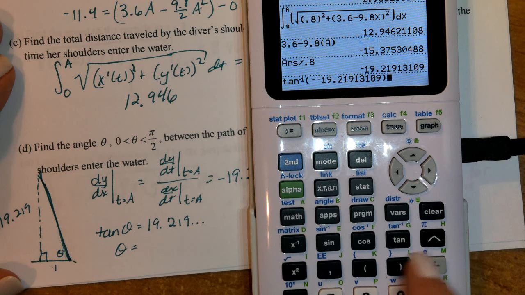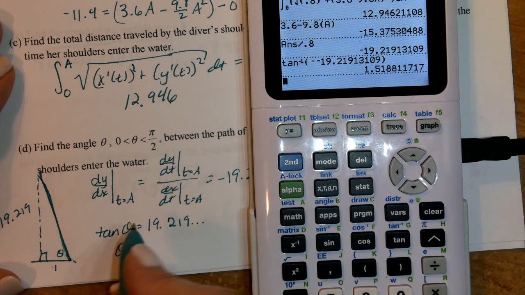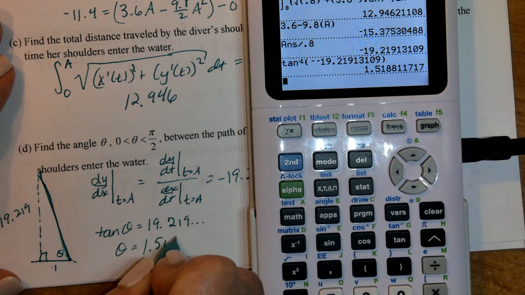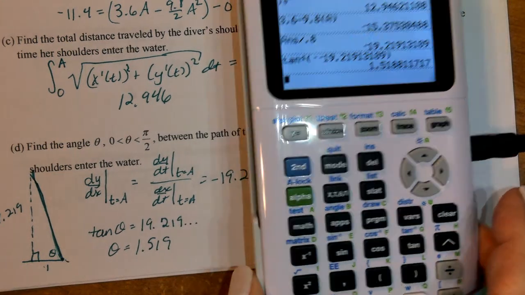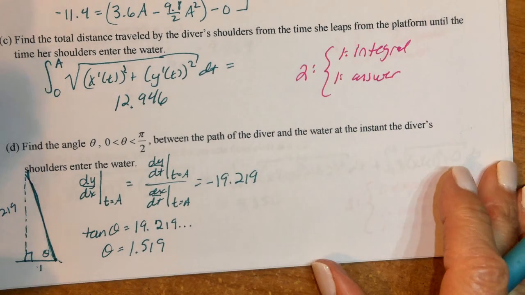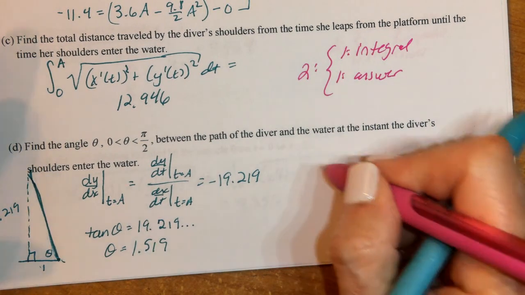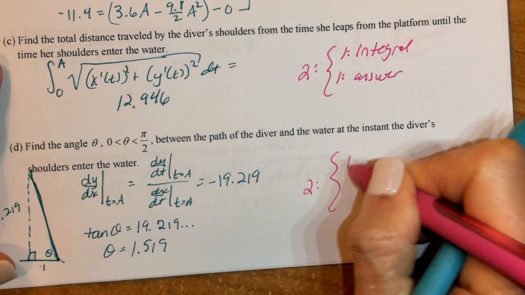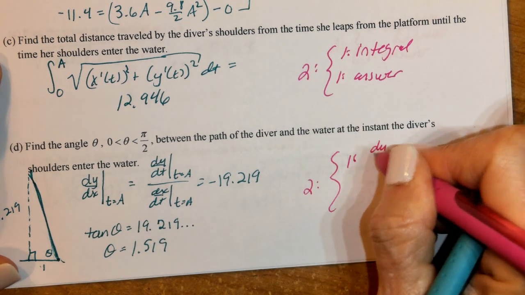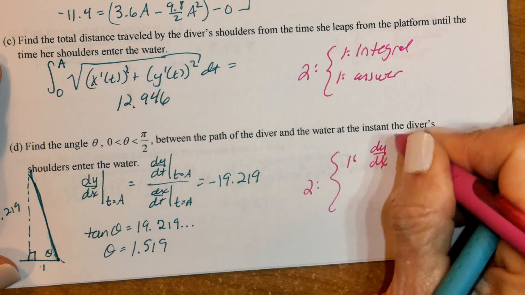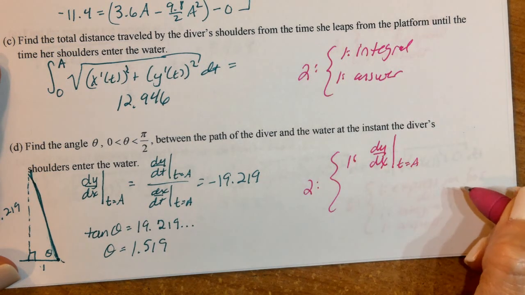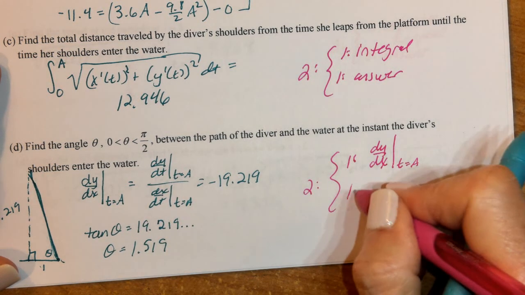I wonder if it'll do that. Okay. Yep, it did. So we get 1.519 radians. That part was worth 2 points. 1 point for finding dy dx at time A. If you found that, you got a point, and then 1 point for the answer.